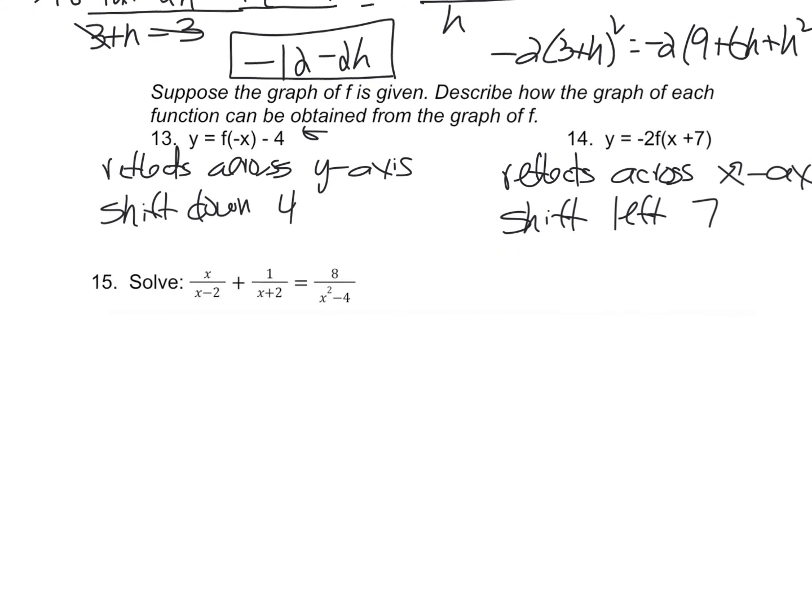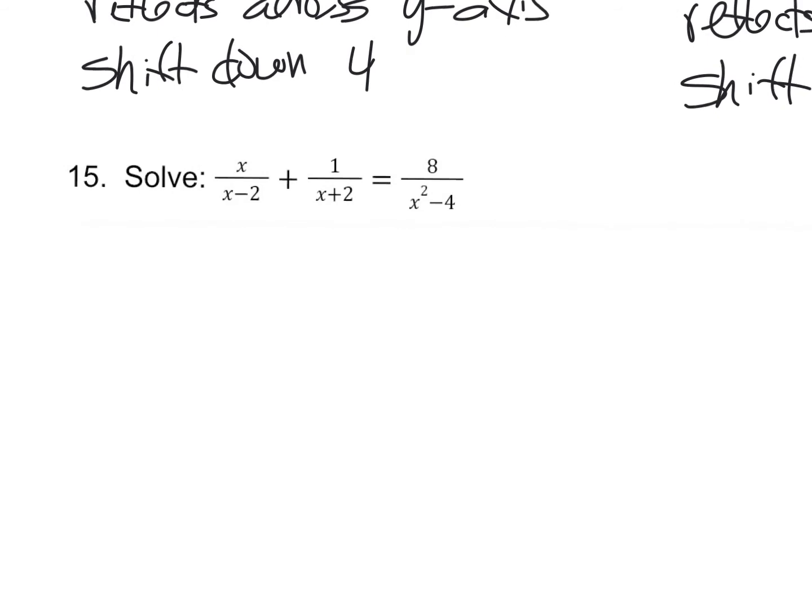Number 15, a fraction equation, which means we're going to multiply by the LCD and get rid of the fractions. If you factor this, it's x plus 2, x minus 2. Another thing we need to do is tell what x cannot equal. x cannot equal either positive or negative 2. Don't forget that little fact. And that's my LCD, so I'm going to multiply every term by that.